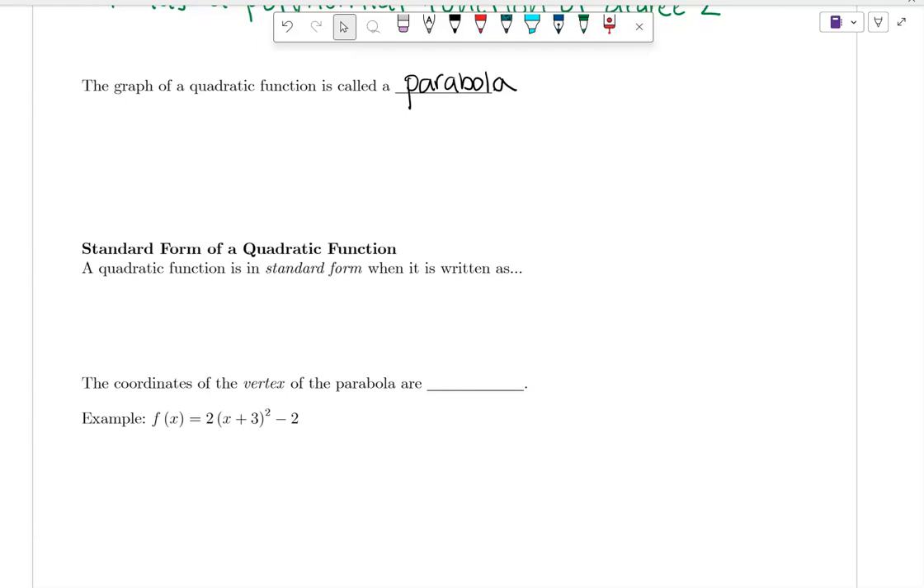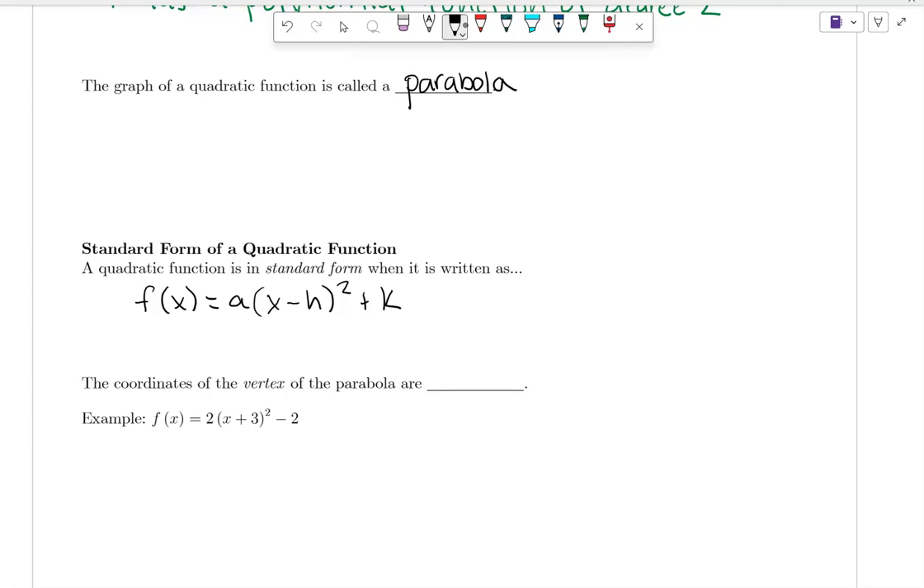A quadratic function is in standard form when it is written as, so this is what standard form is going to look like, plus k. And again, standard form, vertex form, same thing. So this is what we're going to be focusing on today.